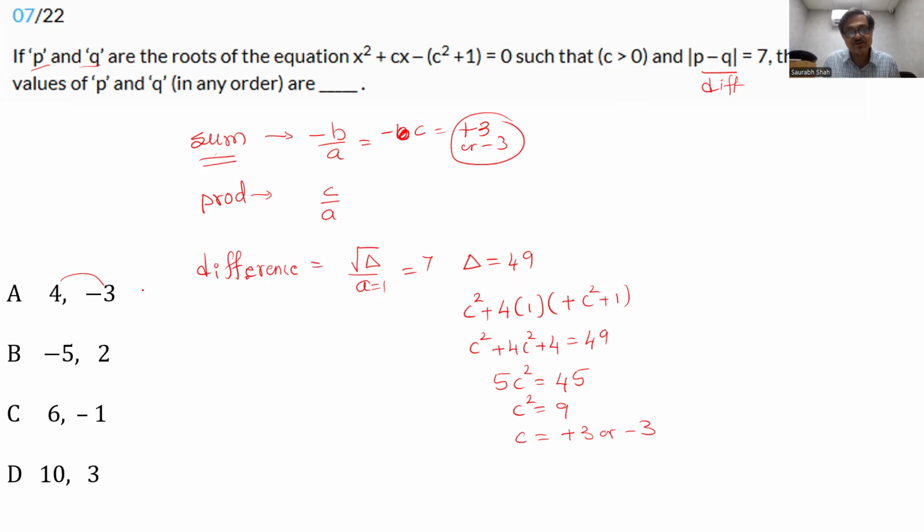4 and minus 3, summation is plus 1, not our answer. 6 and minus 1 is 5, not our answer. 10 and 3 is 13, not our answer. So our answer here comes from minus 5 plus 2 is minus 3, and that is the answer. The correct answer is option B. The others are not possible. That's the answer. Option B is the right answer.